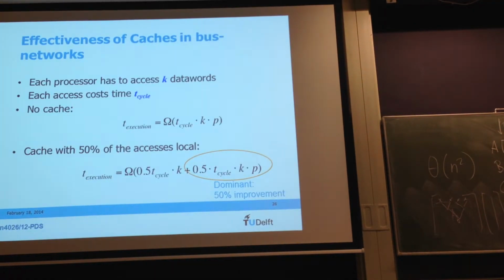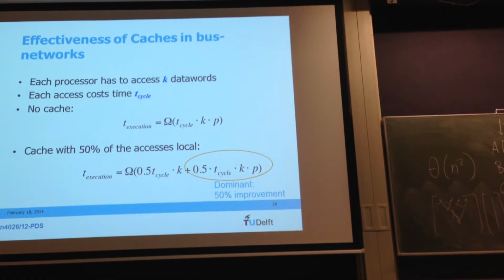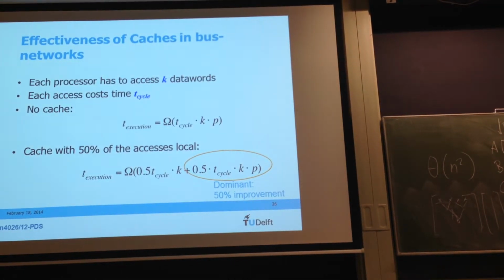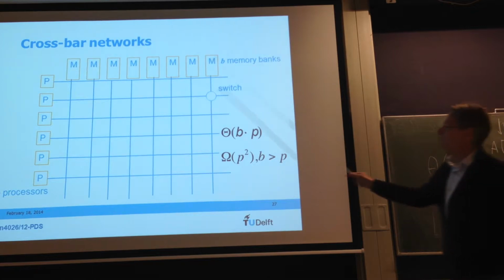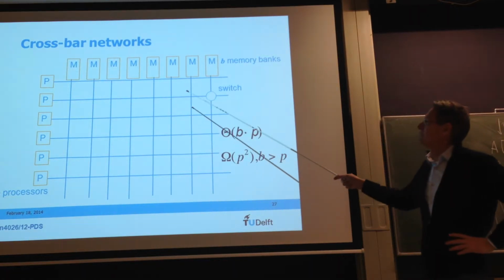So we cannot forget about this one, right? It doesn't scale. We can't use it for parallel systems in the end. Now the other end is what we already had, the crossbar systems where we connect everything to everything.